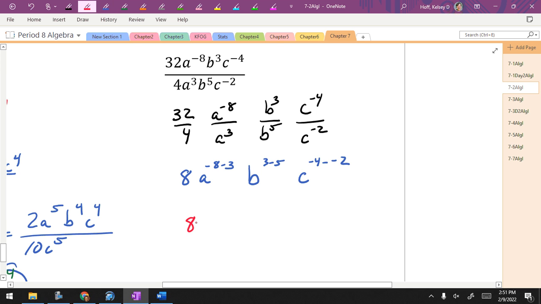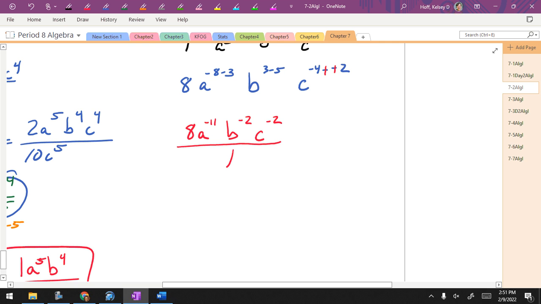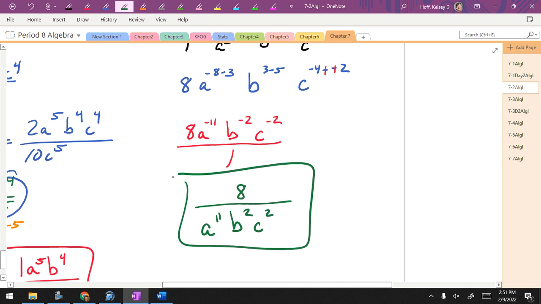So I really have 8A to the negative 11th, B to the negative 2nd. Now here I'm going to add C to the negative 2nd. Now technically this is all over 1. Now when you play the standard going game, what happens? They all go except the 8. The 8 does not. So you have 8 divided by A to the 11th, B squared, C squared.